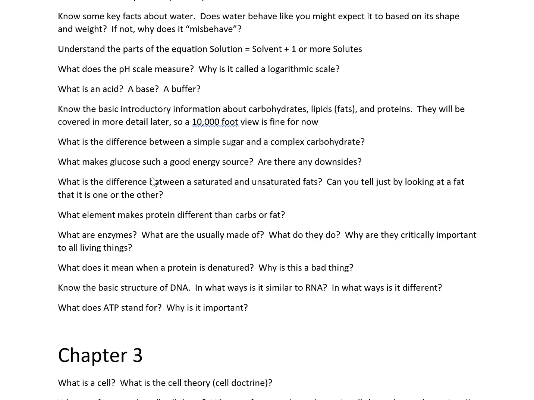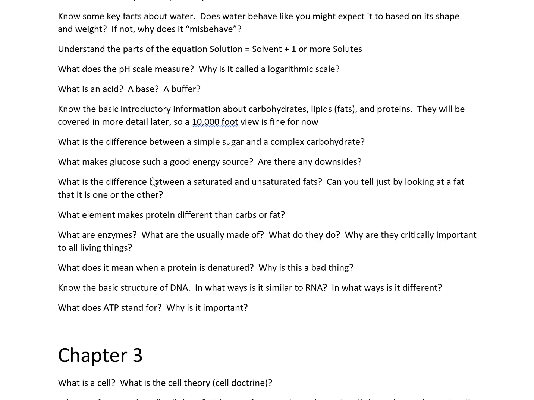It has fewer hydrogen ions than something that's neutral. If you go below 7, it's going to be more acidic. So acids have more hydrogen ions, bases have fewer. But it's a logarithmic scale because every shift down or up is a 10x change in hydrogen ion concentration.